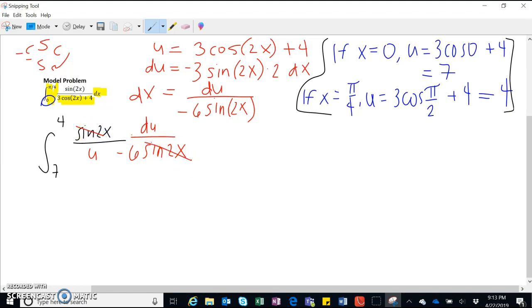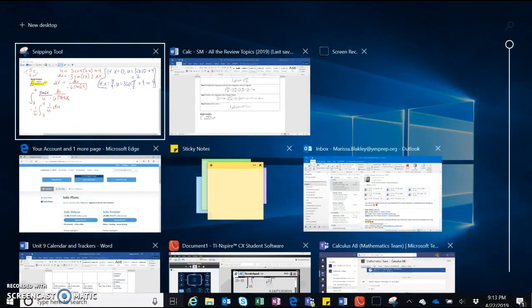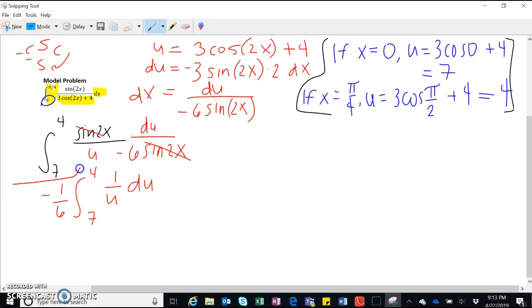Those signs cancel. And I'm going to rewrite this as negative 1/6, the integral from 7 to 4, I'll fix that in a minute, of 1 over u du. This is great. If I draw a line in the sand here and only look below that line, ignoring everything at the top, I have a really easy integral to handle now. So I should not be nearly as intimidated by this problem anymore. That's the whole purpose of u substitution.